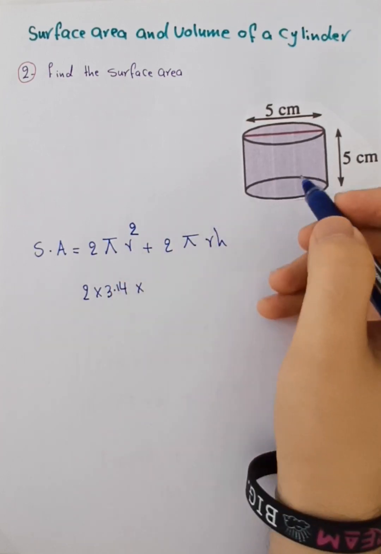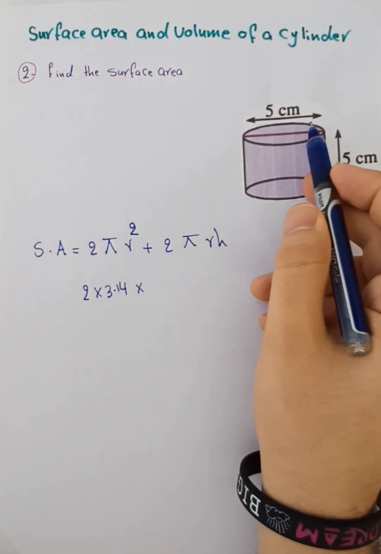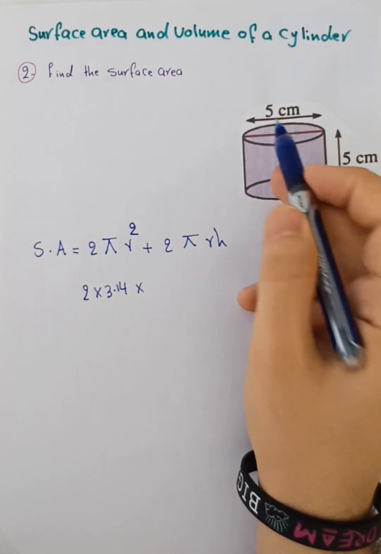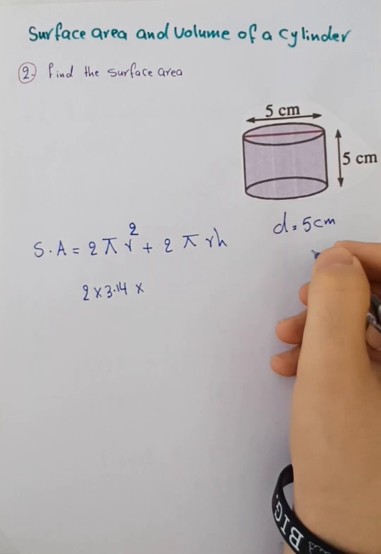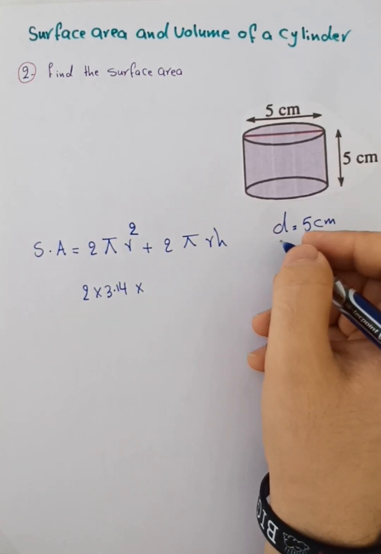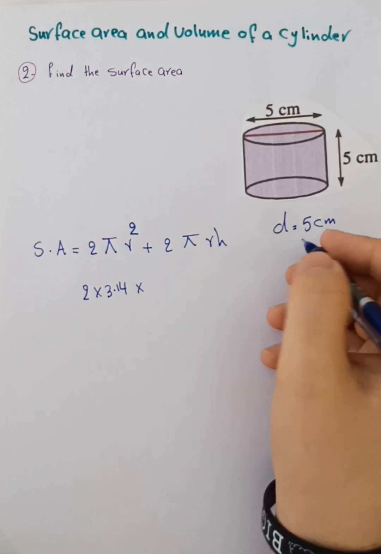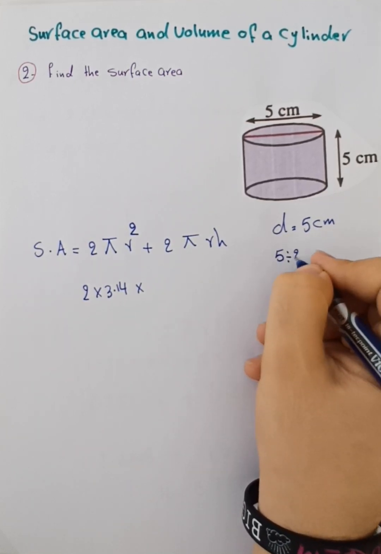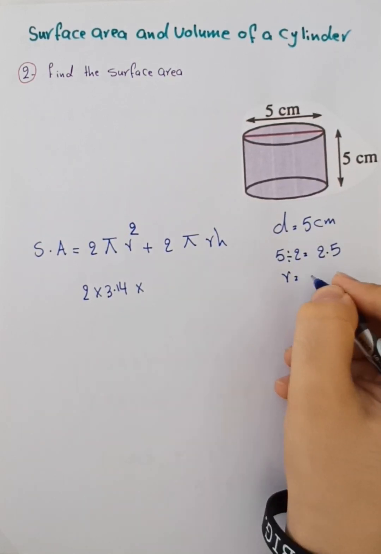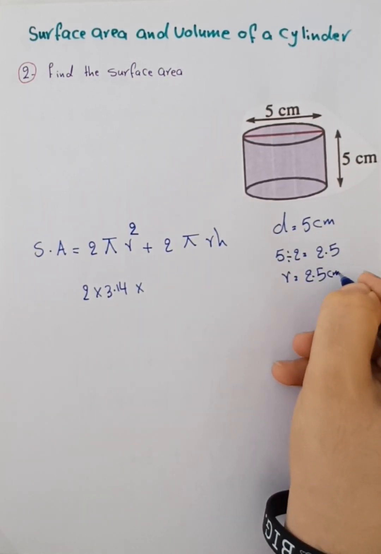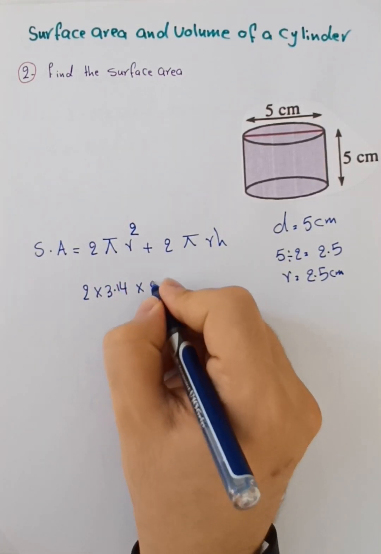multiplied by r squared. Here we have the diameter. The diameter of this circle is 5 centimeters. When we want to change the diameter to radius, we have to divide the diameter by 2. 5 divided by 2 equals 2.5. So the radius is 2.5 centimeters. We have to write 2.5 instead of r.